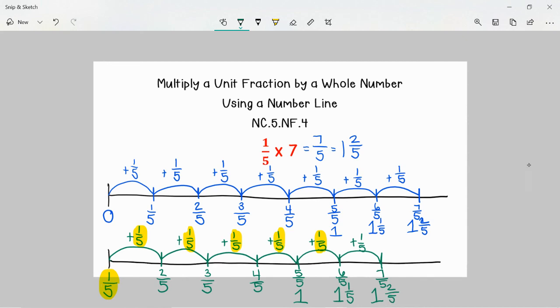And so you see that we get the same product either way we use the number line to solve. And we can see that 1/5 times 7 is 7/5, or 1 and 2/5. We know that's reasonable based on what we thought about in the beginning. We said we knew that our product would be more than one whole, since we were going to have more than 5 groups of 1/5, since 5 groups of 1/5 would make one whole. And so here's how we can multiply a unit fraction by a whole number using a number line.